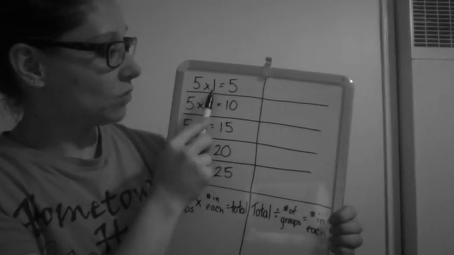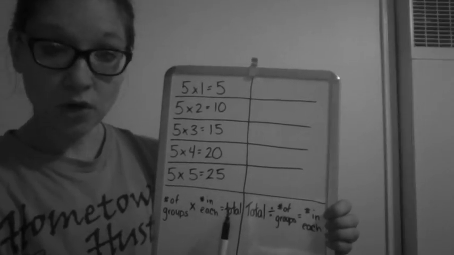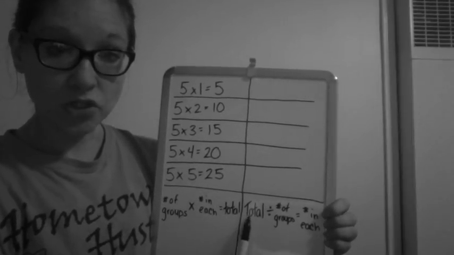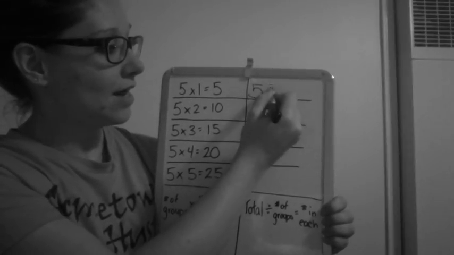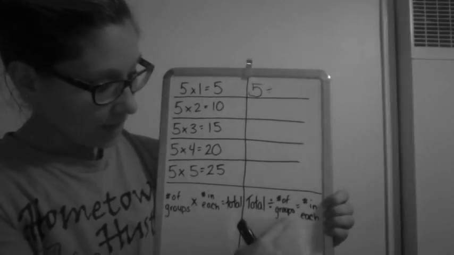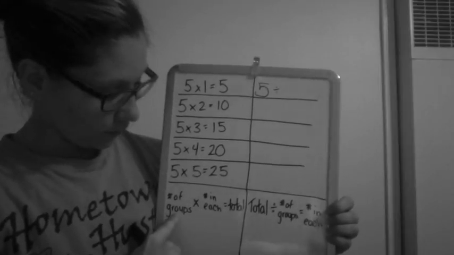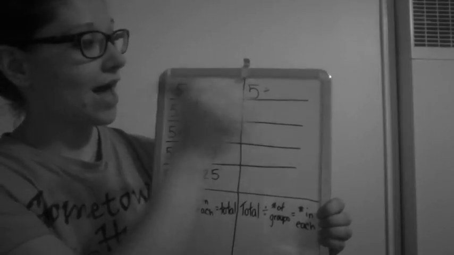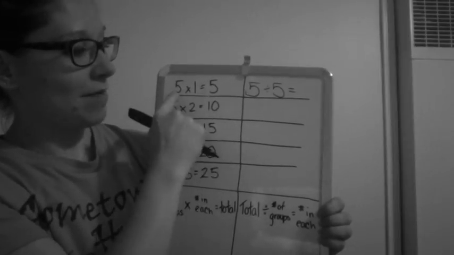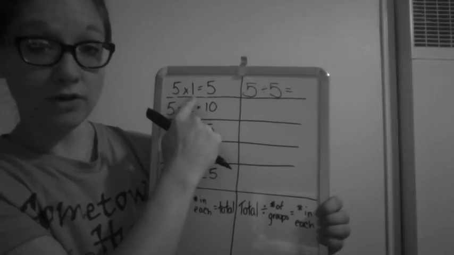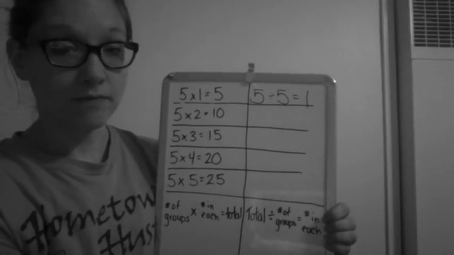So here 5 times 1 equals 5. I know that my product is my total. And with division, I start with my total. So I have 5, and I'm going to divide that by the number of groups. In this case, my number of groups, my first factor, is 5. So 5 divided by 5 equals, my third number, 1. 5 divided by 5 equals 1.